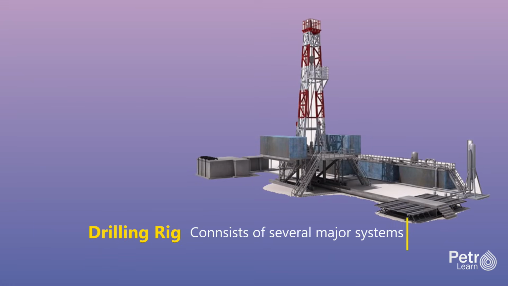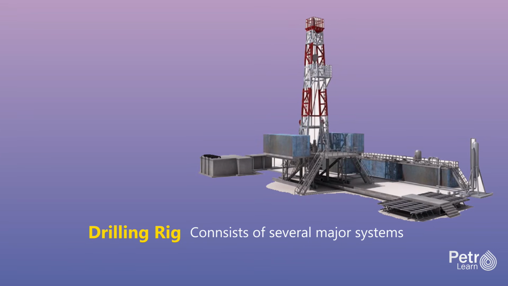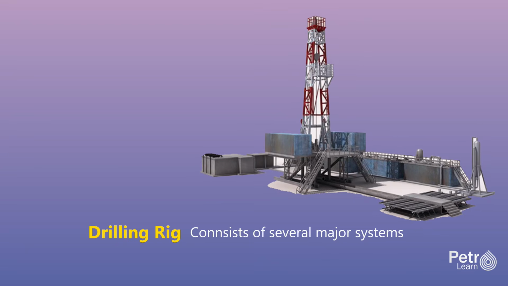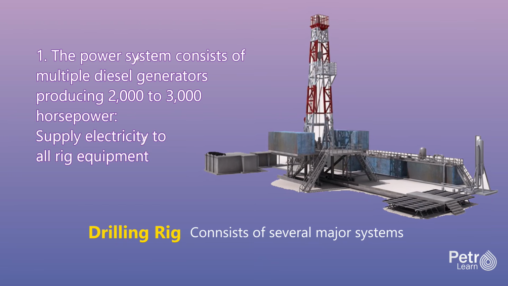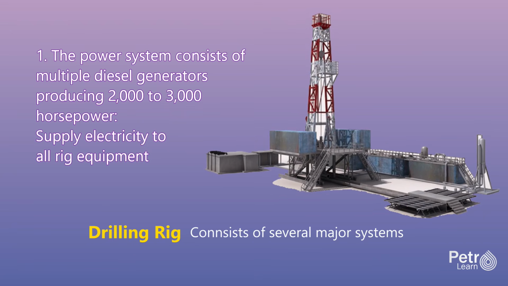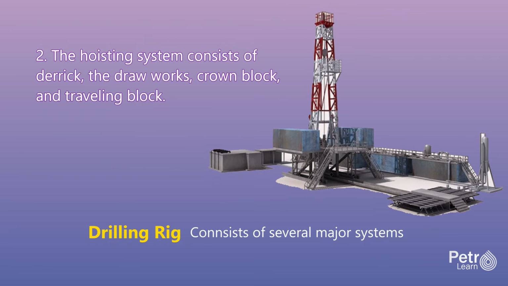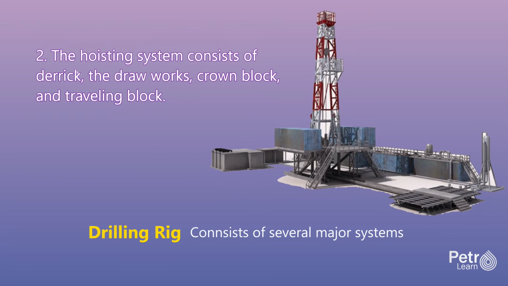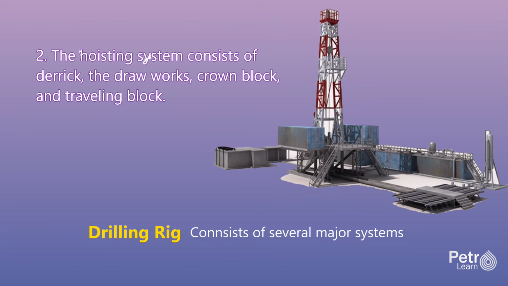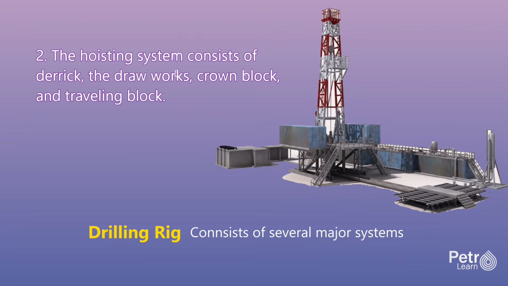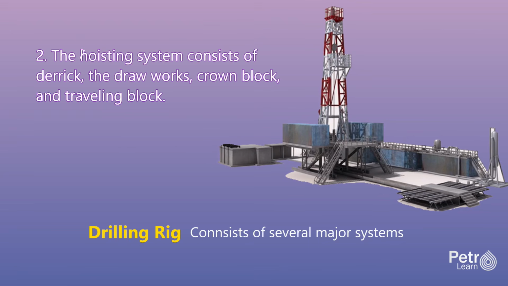A modern land rig suitable for drilling to 12,000 feet consists of several major systems, each serving a critical function. The power system typically consists of multiple diesel generators producing 2,000 to 3,000 horsepower, which supply electricity to all rig equipment. The hoisting system includes the derrick, a tall steel tower usually 130 to 150 feet high, the drawworks, which is essentially a powerful winch system with a large spool that can raise and lower pipe with precise control, the crown block at the top of the derrick, and the traveling block that moves up and down.